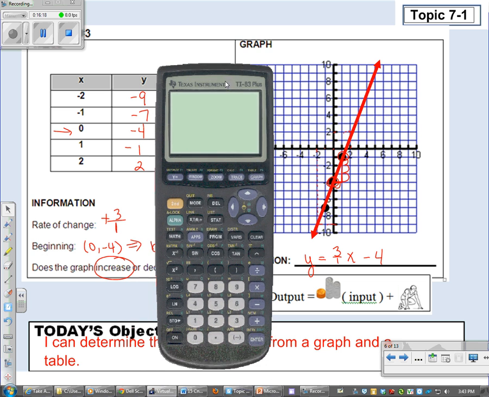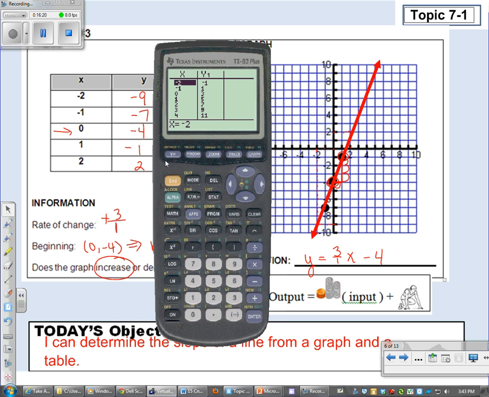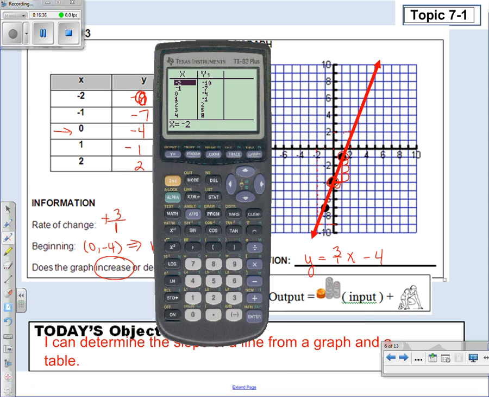Or I can check myself by turning on the calculator. I now have an equation. We'll type the equation in: 3x minus 4, hit second table. So at negative 2, and I'm glad I did that, I should be at negative 10, not negative 9. Negative 1 is negative 7, 0 is negative 4, 1 is negative 1, and 2 is 2.